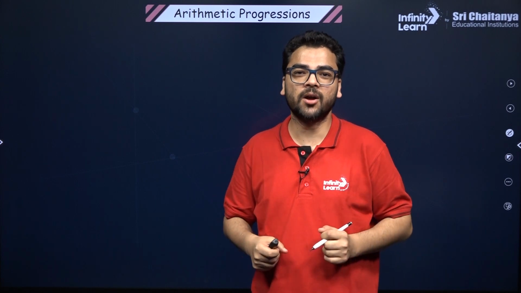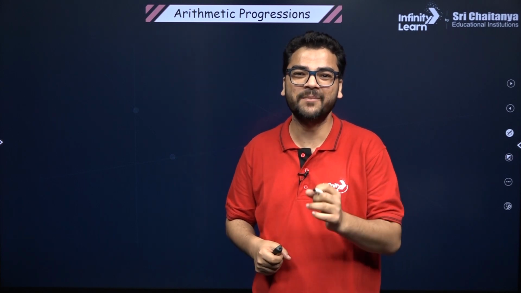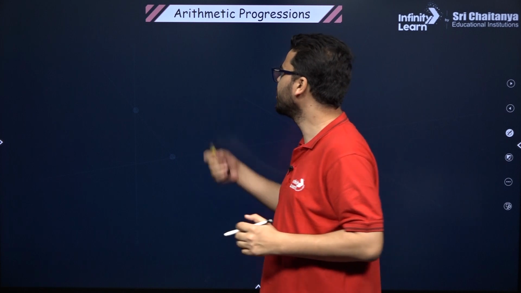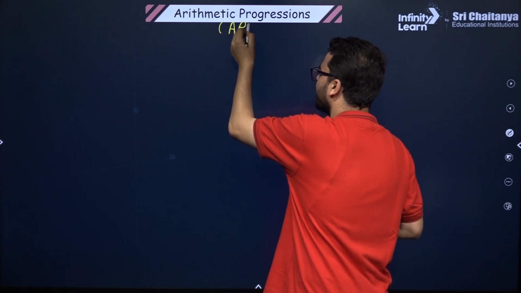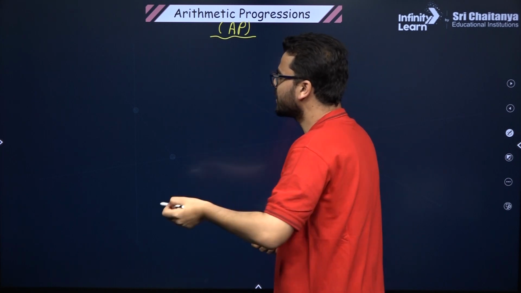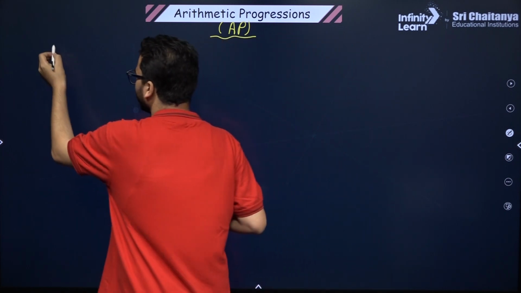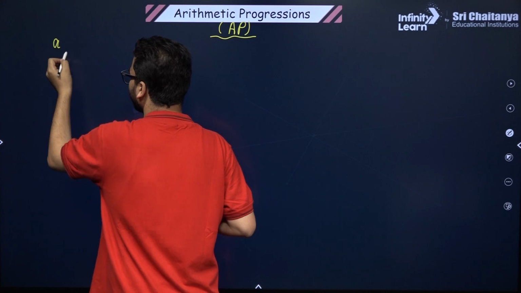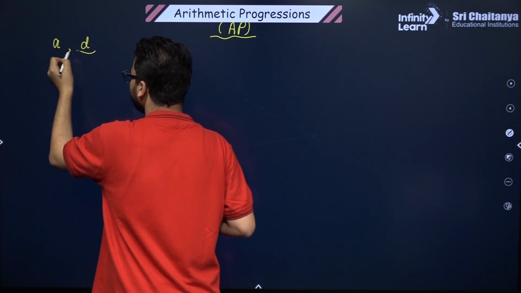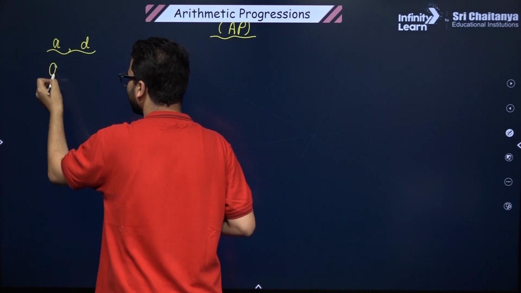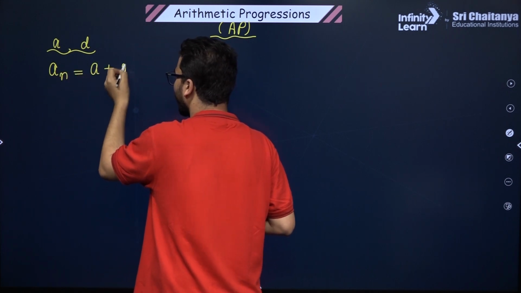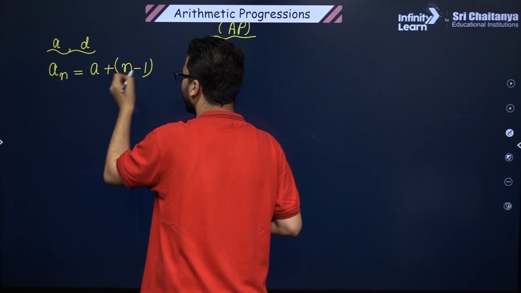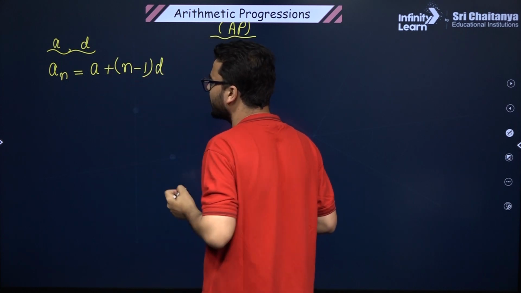Now we are going to talk about the formulae in the chapter Arithmetic Progressions, which in short you call as AP as well. Okay, so suppose you've got an AP whose first term is a and common difference is d. So what is the nth term of that AP? Nth term is a plus n minus 1 into d, where n is the position of the term.